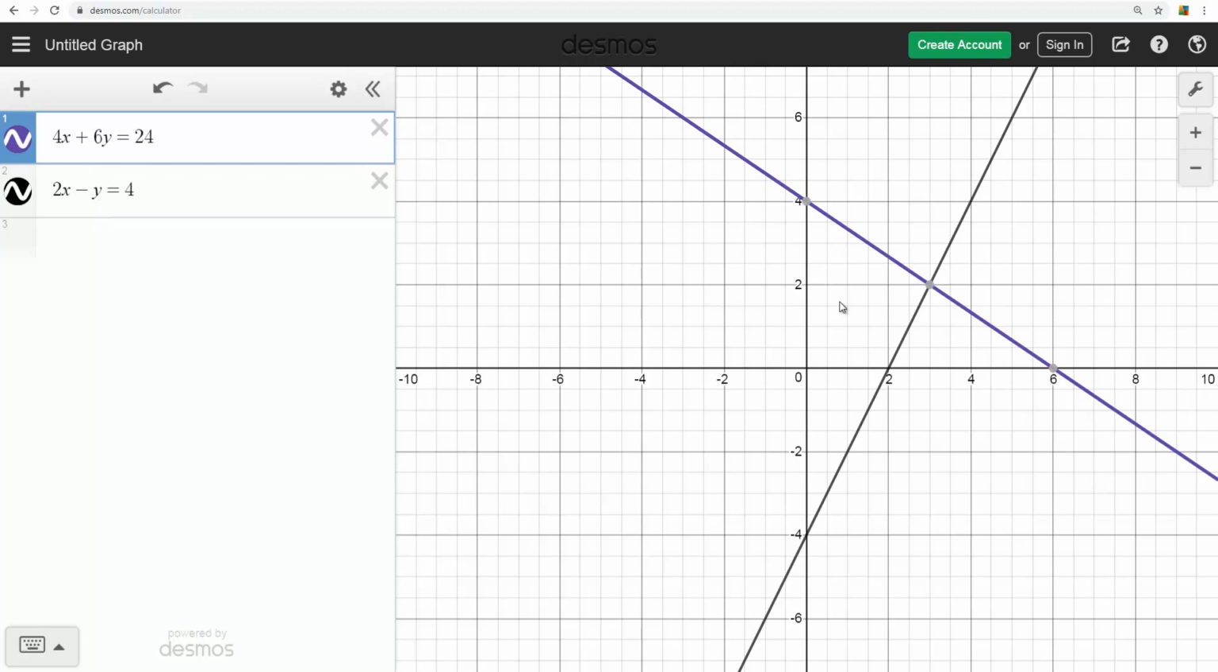So here's my two lines here, and just to show you, okay, 3, 2, so I've got this one highlighted. If I go to the black one and scroll along here, see, 3, 2 is the same point on both, so 3, 2 is the solution. X is 3, Y is 2.